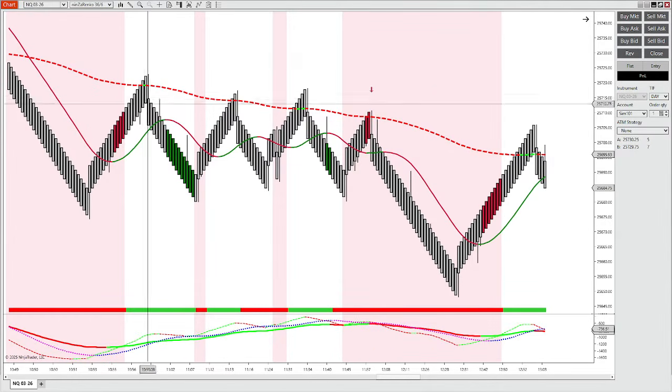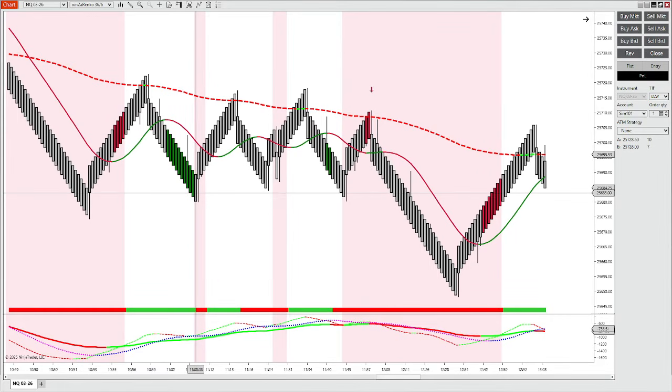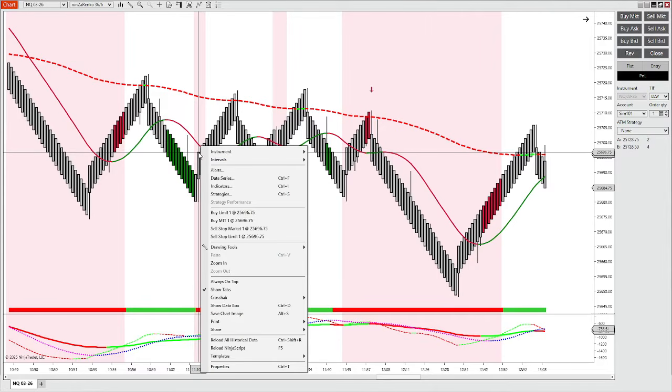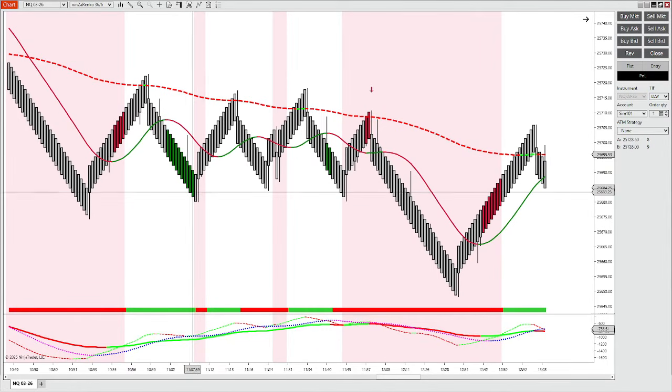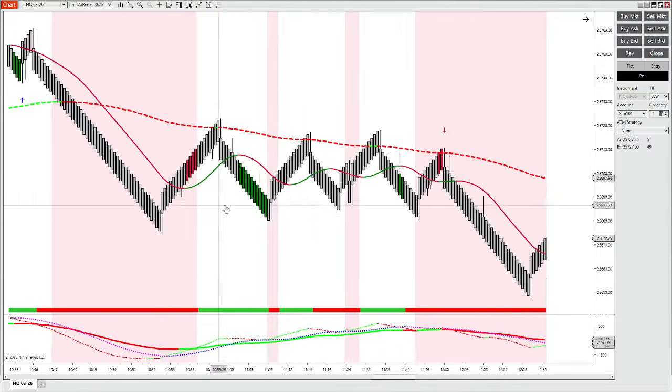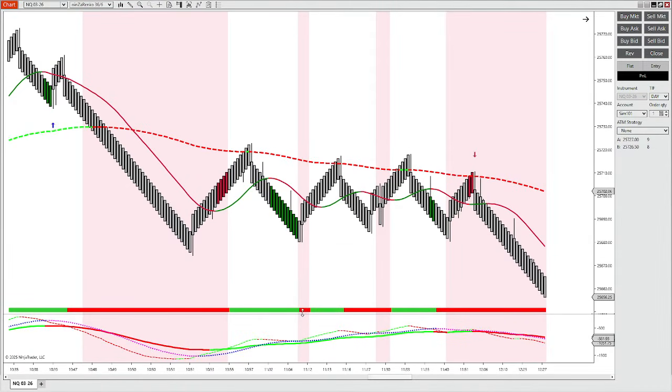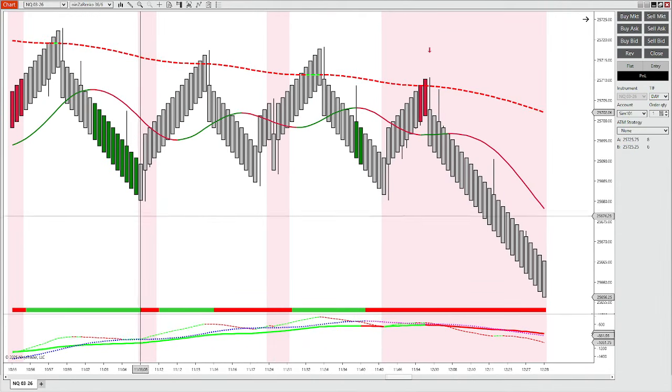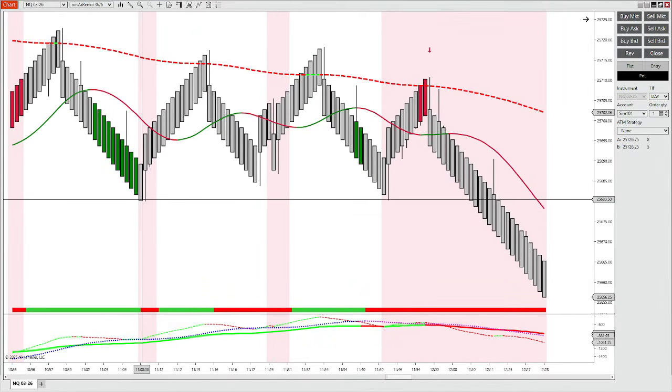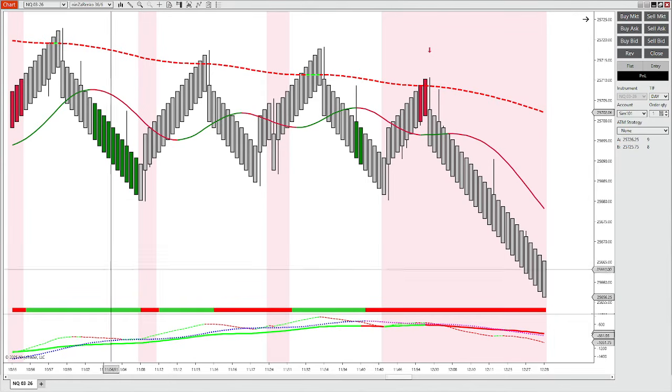Here's one. Big deep pullback. Panel holds it, and then it flips right the bar prior to the up close. It's a shame because that was one bar away from a really nice trade. So that's the abort criteria right there. Change of color on this bar.